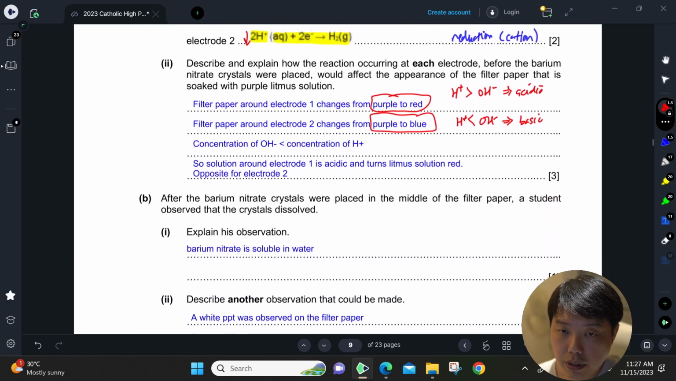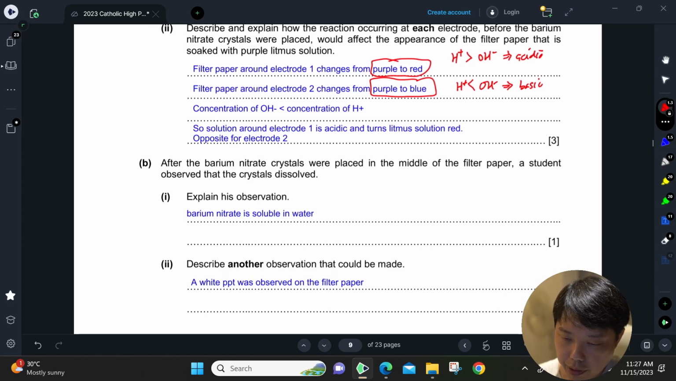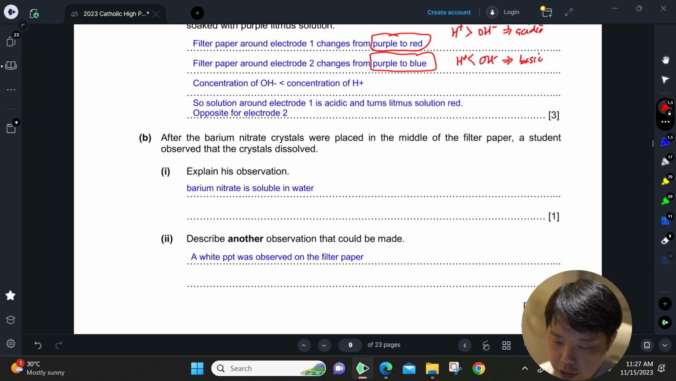Let's look at part B. You have barium nitrate crystals placed in the middle. Students observe that the crystals dissolve. So barium nitrate is soluble in water. That's something that you will need to know. What's another observation that you can make? You will see a white precipitate being formed.